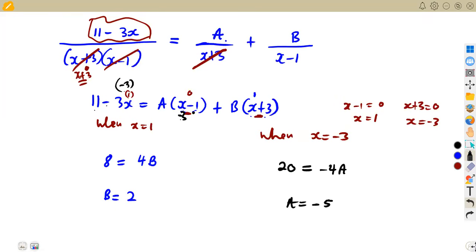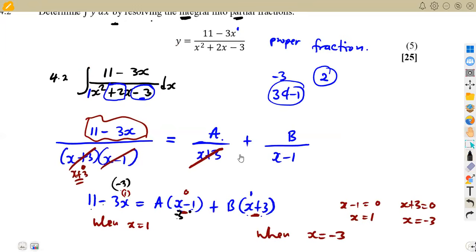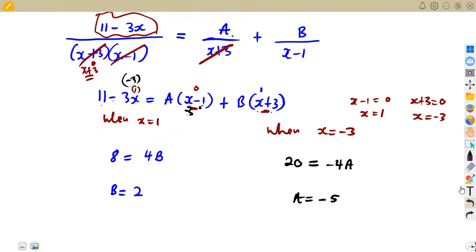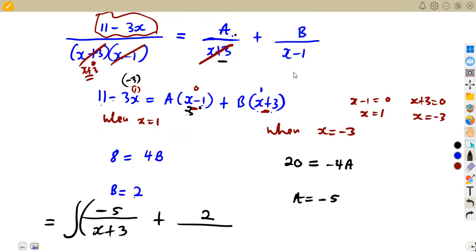So substituting back, this whole integral that we had can be given as, because we expressed this into two fractions, the integral of a over x plus 3, of which our a is negative 5. So we have negative 5 over x plus 3. We move on to the next term, plus b. Our b is 2, so it is plus 2 over x minus 1. This is what corresponds to 11 minus this, all over this, and we got the values of a and b.